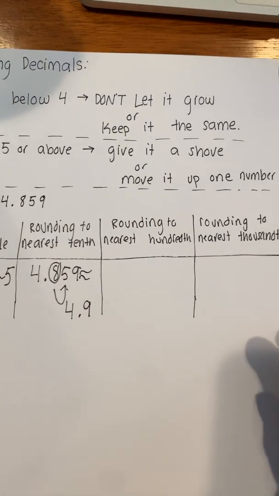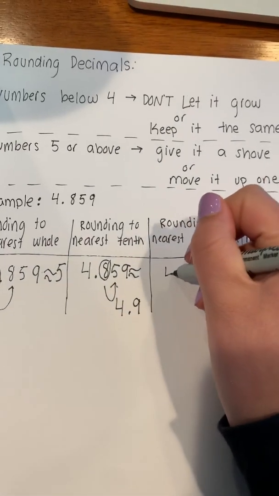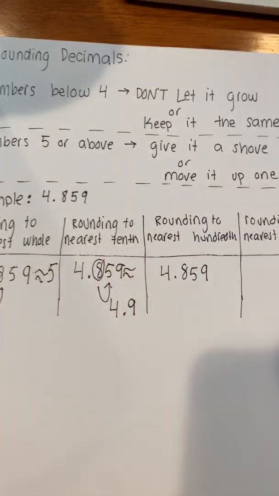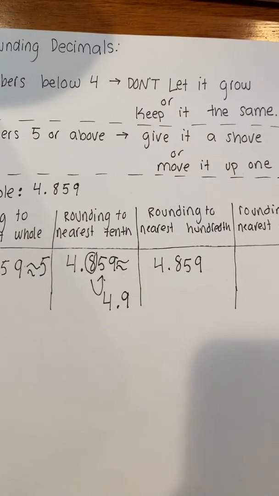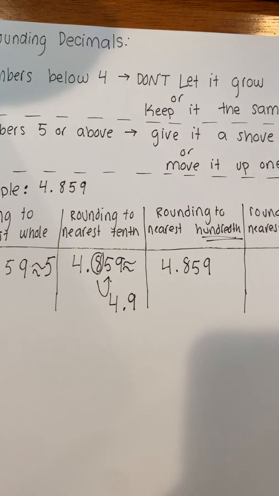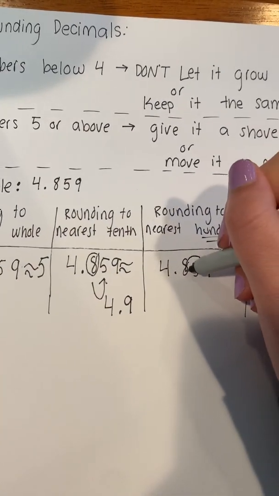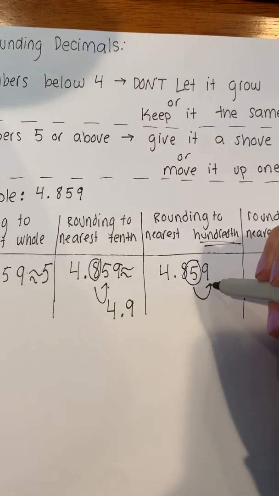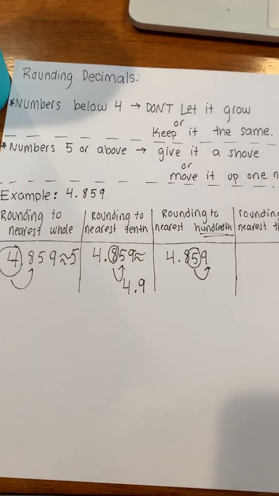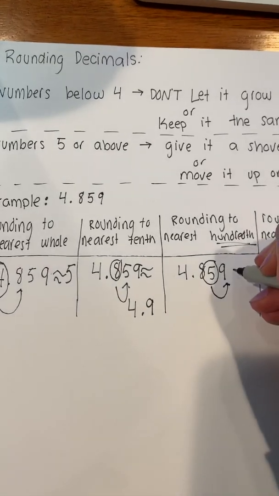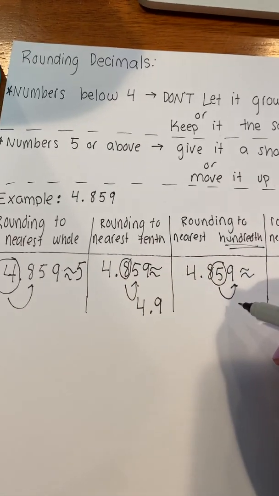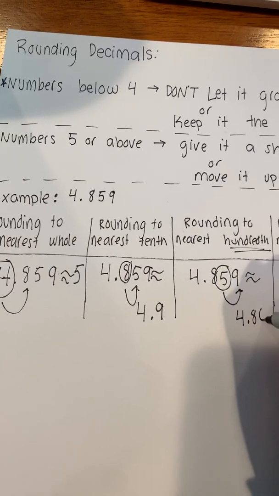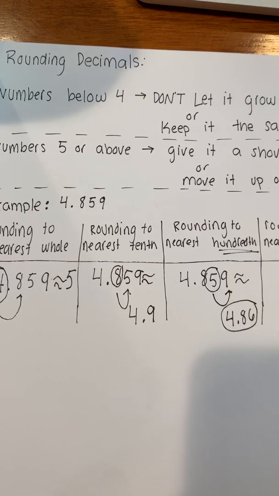Now let's move on to the nearest hundredths place. Same step. Let's rewrite this: 4 and 859 thousandths. Okay, so now we circle the hundredths because that's what we're rounding to. So the hundredths is this 5. Now our next door neighbor is a 9. We can obviously know that's a high number, so we're going to give it a shove. So the 5 is going to become a 6. So we have 4 and 86 hundredths, okay?